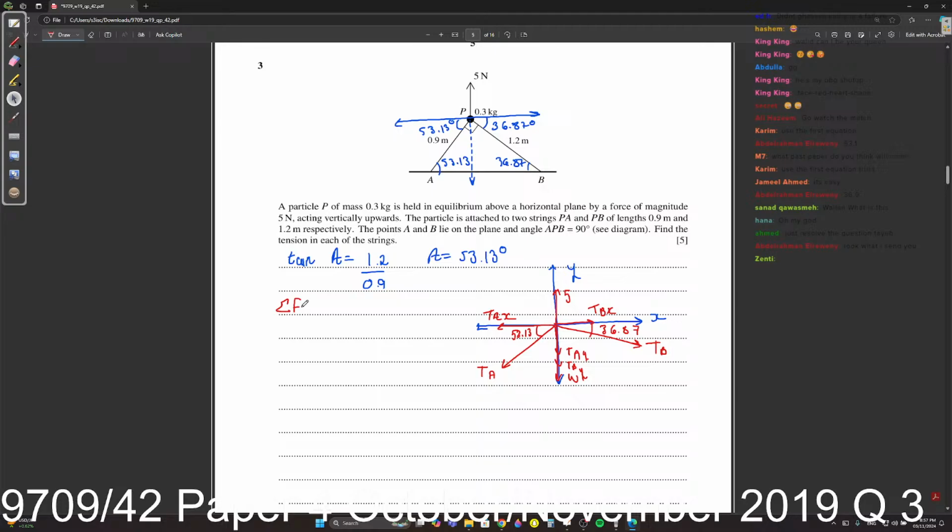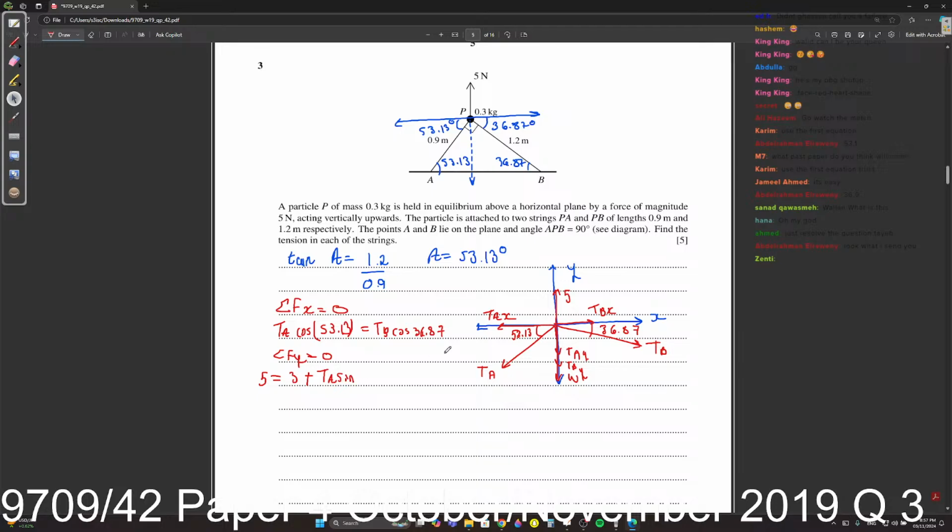Okay, sigma Fx is equal to 0. So TAX, so TA cosine 53.13 is equal to TB cosine 36.87. Okay, then sigma Fy is equal to 0. So 5 is equal to the weight 3 plus TA sine.